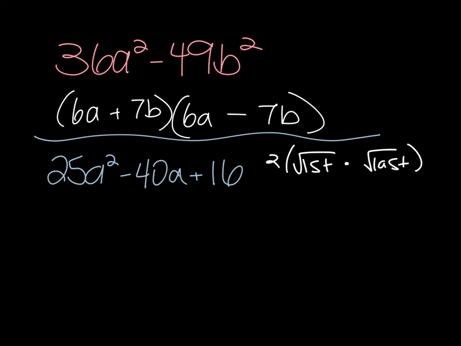So square root of 25a squared is what? 5a. Square root of 16 is 4. 5a times 4 is 20a. If I double that, I get 40a. I'm not worried about the sign yet. I just want to know, does it equal the number in the middle? And it does.